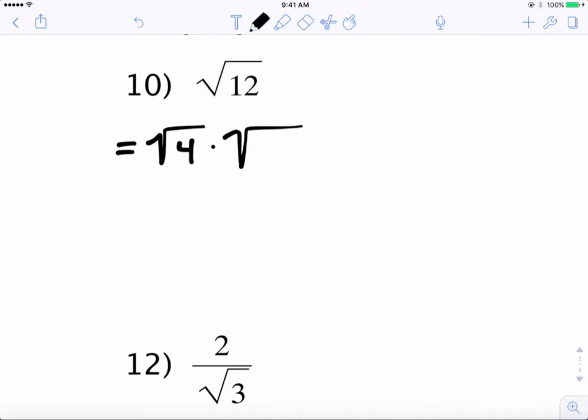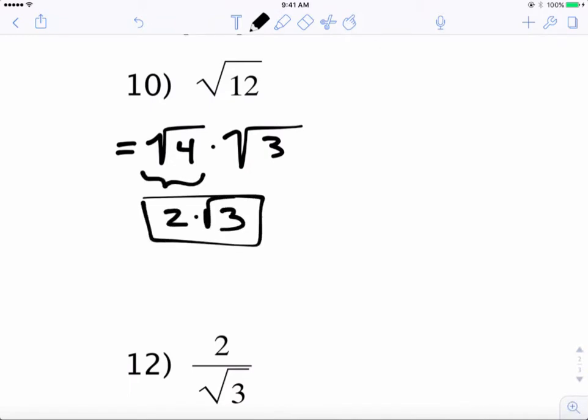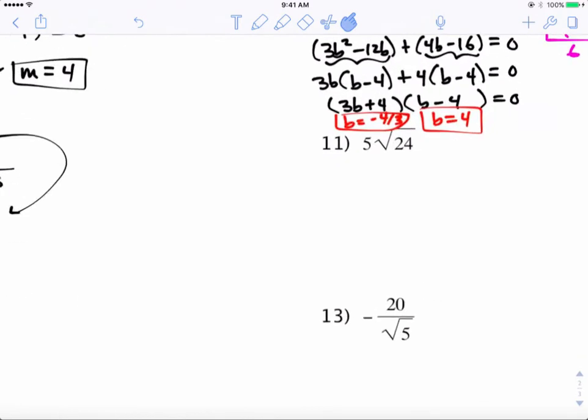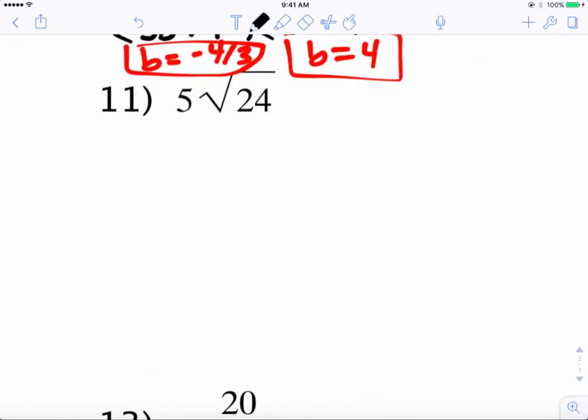The square root of 4 times the square root of 3. And the square root of 4, well, that's just 2. So I would say that the simplified version of the square root of 12 is 2 times the square root of 3. All right, same idea over here. There just happens to be this 5 out front. That's no big deal.